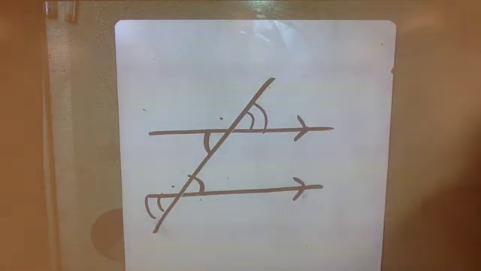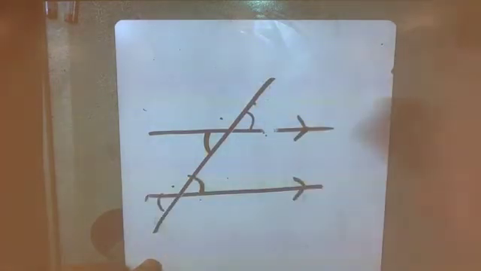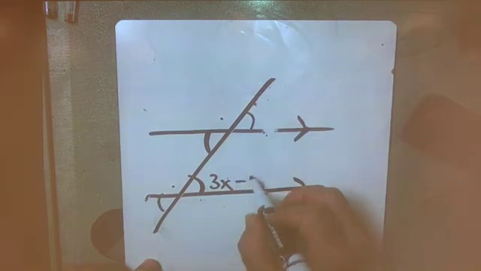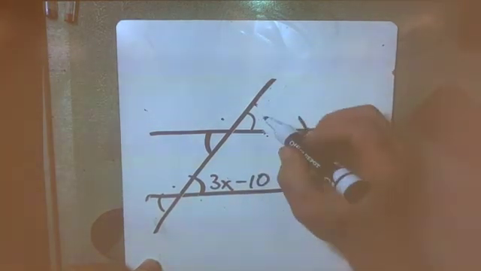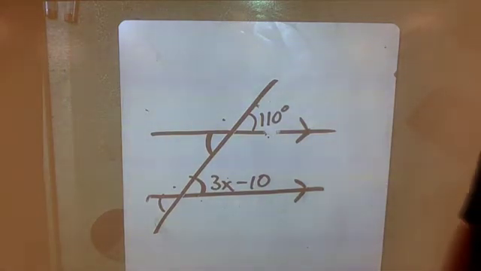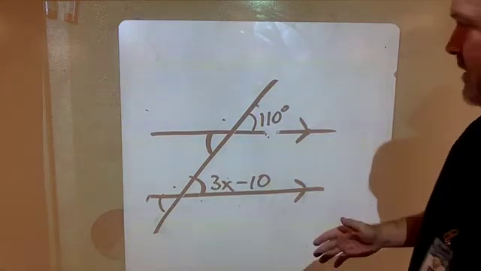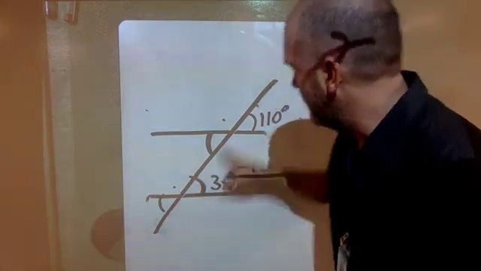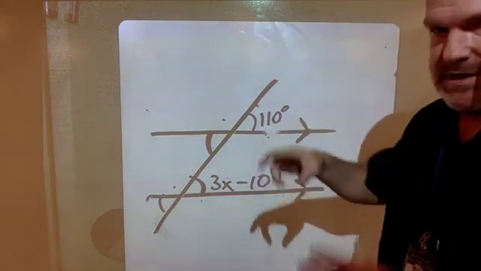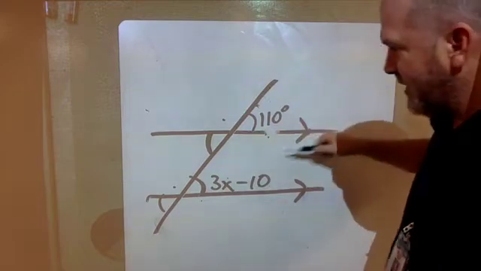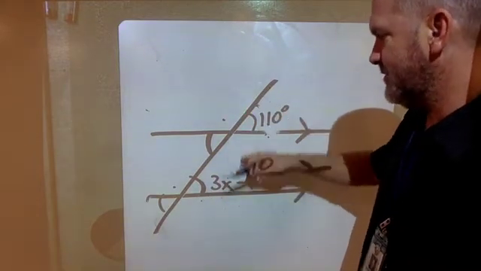All those different vocabulary words I showed you yesterday, alternate interior, alternate exterior, corresponding, those are all equal to each other. So you could have this angle right here be 3x minus 10, and you could have this angle right here be 110 degrees, and I could say solve for x. And you would hopefully say, okay, these are both in the upper right-hand corner of their set of four angles. Therefore, since they're in the same corner, they're corresponding. And since the lines are parallel, corresponding angles are equal to each other.